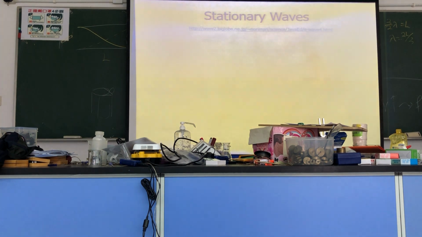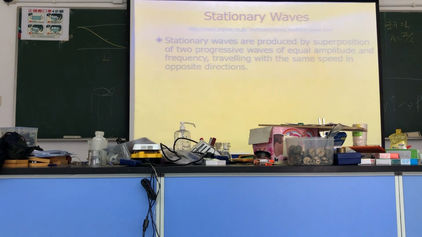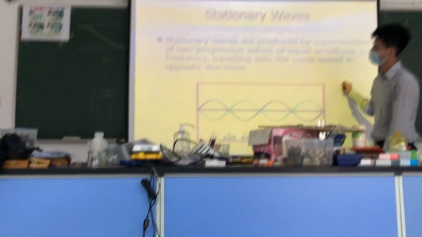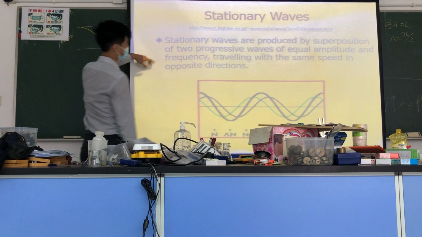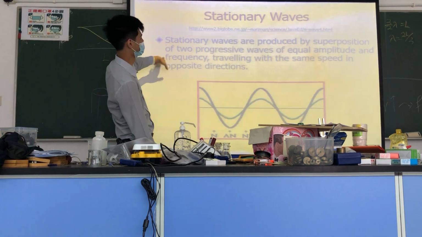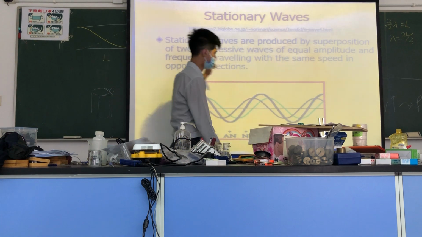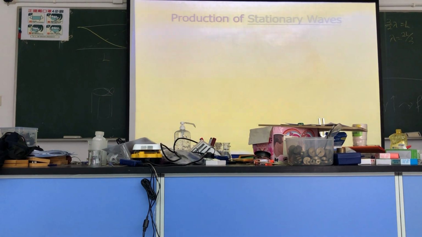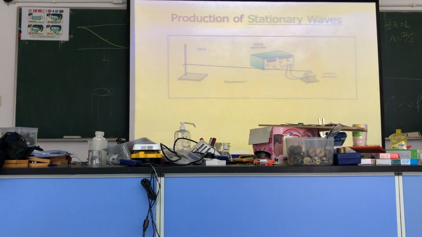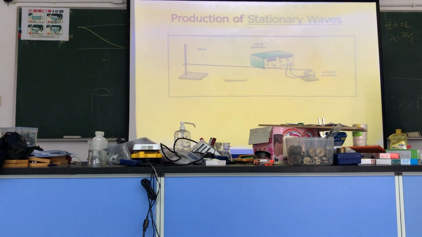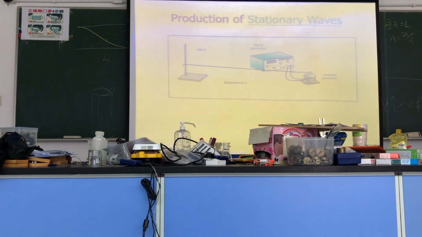呢個 definitions 會 send 俾大家。Stationary waves are produced by superposition of two progressive waves of equal amplitude and frequency traveling at the same speed but in opposite directions. Okay, so like what we see on this diagram. For the experiment, we can use the vibrator and the stand to create a standing wave, like the setup I showed you yesterday.